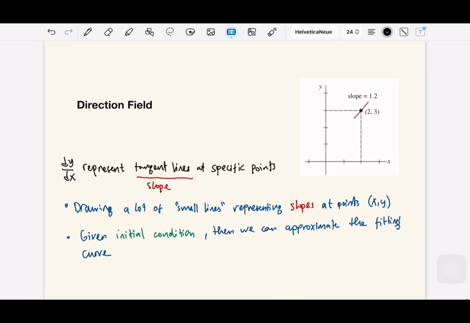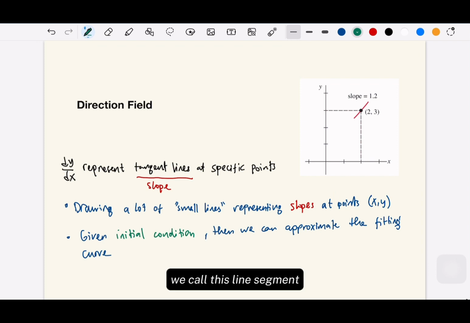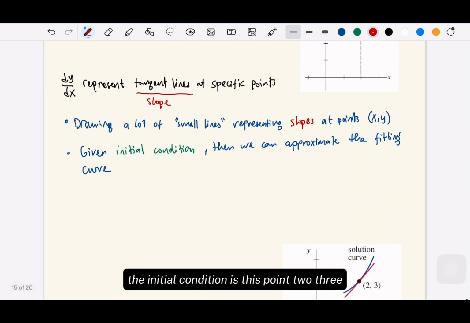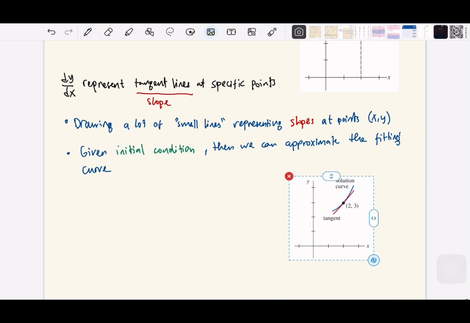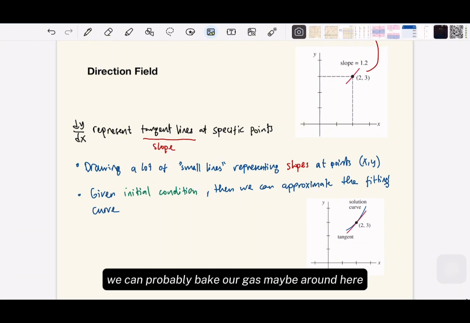For example, this is what we call, we have the small line here at the graph. We call this line segment the lineal element. And then if we have the initial condition, for example, the point (2, 3), as you can see from the graph here, then we can approximate, because we are just observing this small element, we can probably take our guess maybe around here, but we need to have another point to make sure that our curve fits with the whole direction field. Okay, so let me show you how we can get the direction fields.